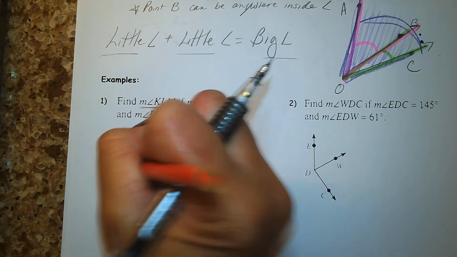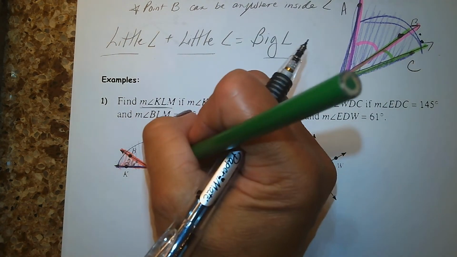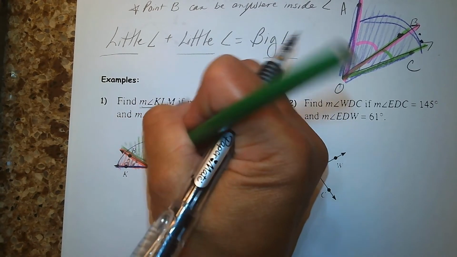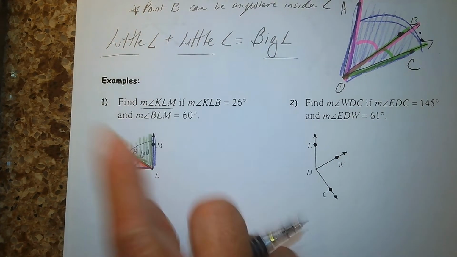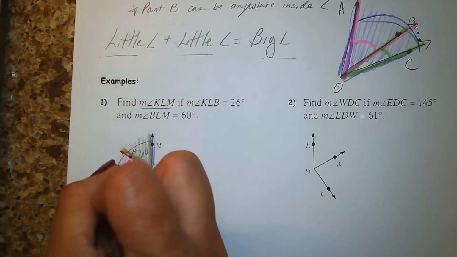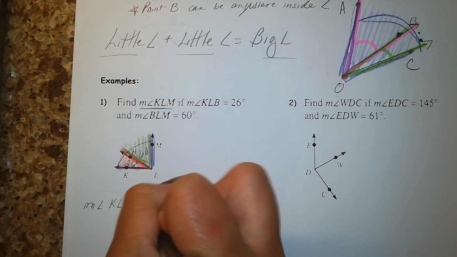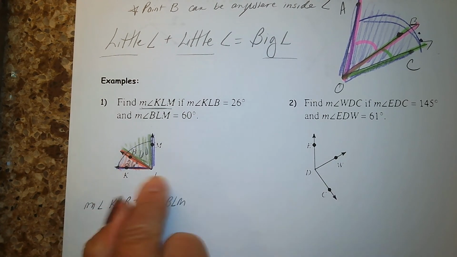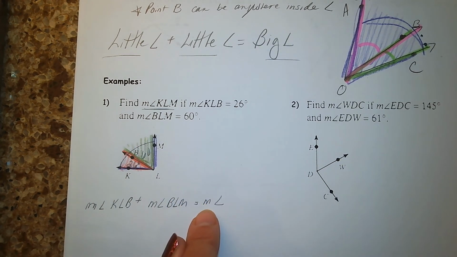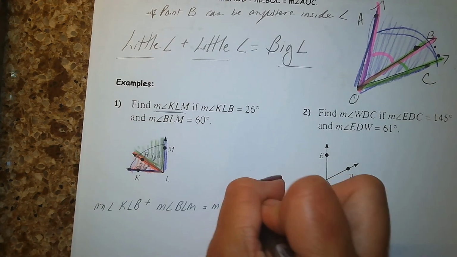Right here, KLB. So we're going to add this one. Plus, we have angle BLM, which is this angle that's right here, and that angle is 60 degrees. So we're going to add those two angles together, and we're going to get the measure of the entire large angle. So our angle addition postulate says that the measure of angle KLB plus the measure of angle BLM added together equals, and again, that little m stands for measure, the measure of the whole thing, KLM.